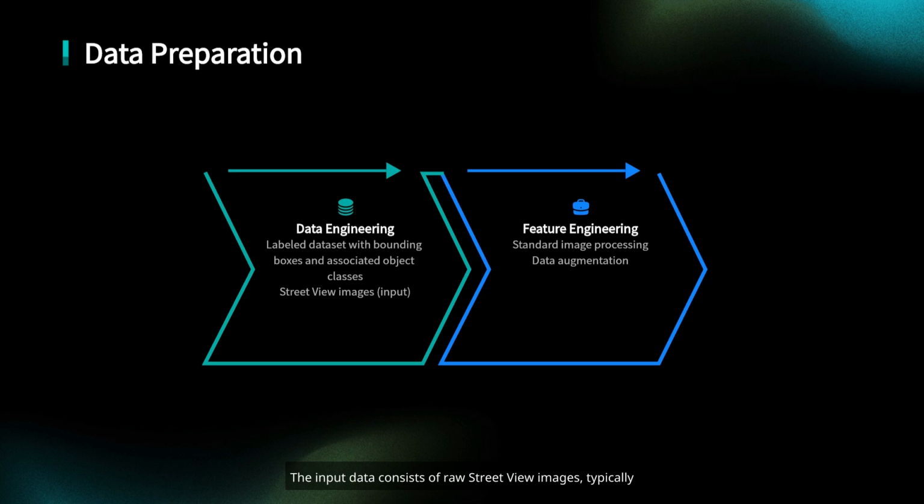The input data consists of raw Street View images, typically high-resolution photos taken at street level from various camera angles and lighting conditions. This data is collected at a massive scale, so quality control and consistency in labeling are critical. Without high-quality labeled data, the model will struggle to learn meaningful patterns, especially given the privacy-critical nature of the task. 2. Feature engineering.